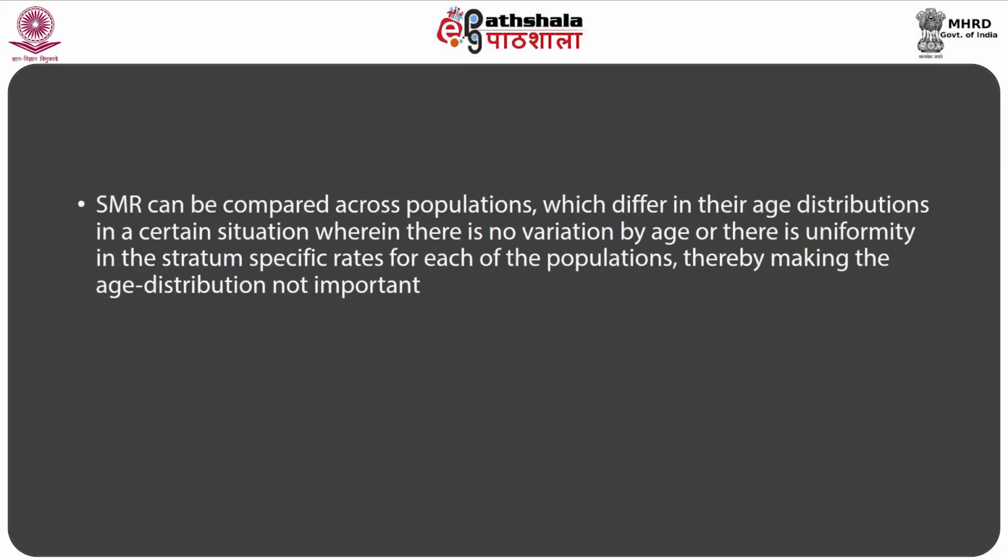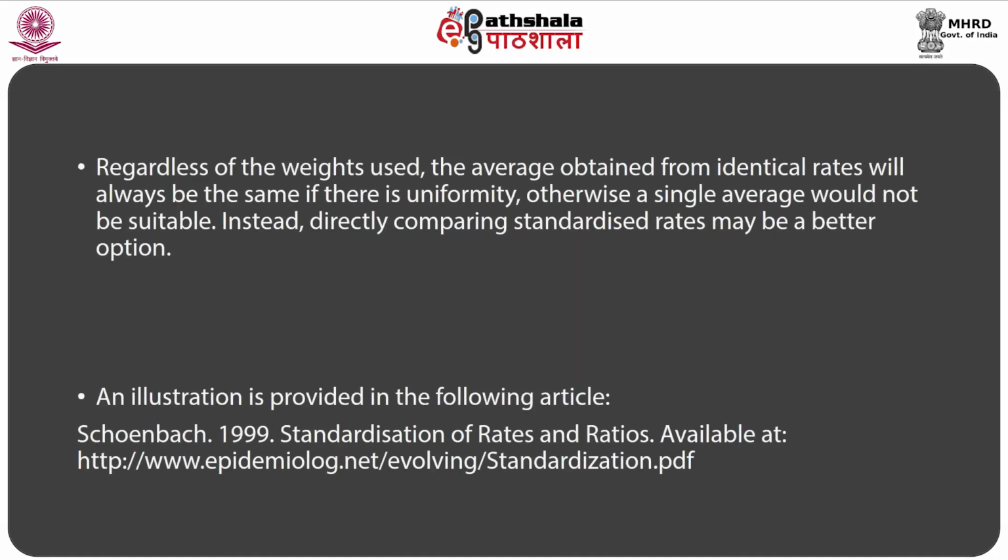SMR can be compared across populations which differ in their age distribution in a certain situation wherein there is no variation by age, or there is uniformity in the stratum-specific rates for each of the populations, thereby making the age distribution not important. Regardless of the weight used, the average obtained from identical rates will always be the same if there is uniformity. Otherwise, a single average would not be suitable. Instead, directly comparing standardized rates may be a better option.